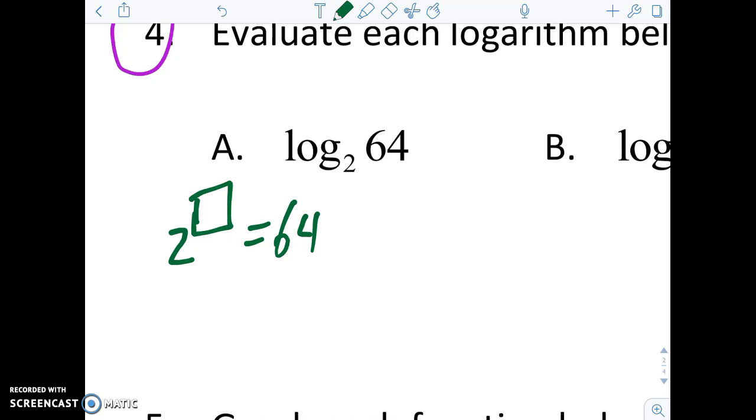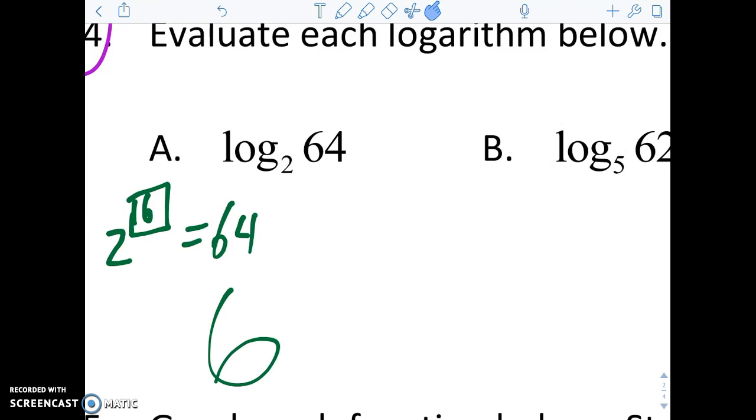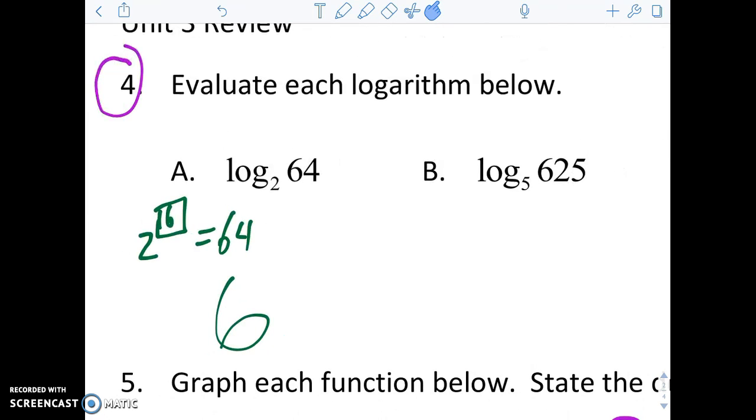I know that 2 times 2 is 4. 4 times 2 is 8, so 8 is the third power of 2. 16 would be the fourth power of 2. 32 would be the fifth power of 2. And 64 would be the sixth power of 2. So this whole thing would equal 6. And that's generally what these things are asking you to do.